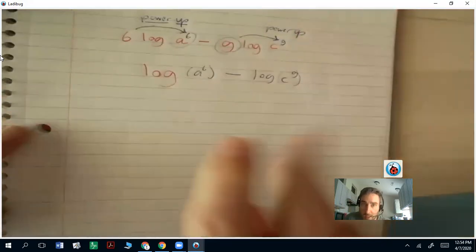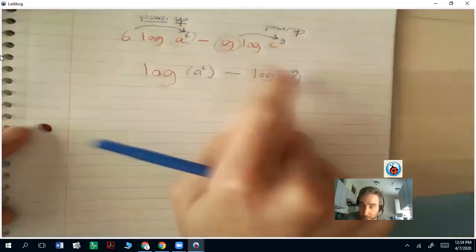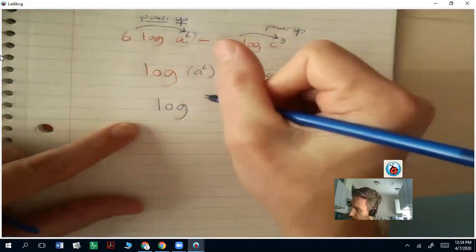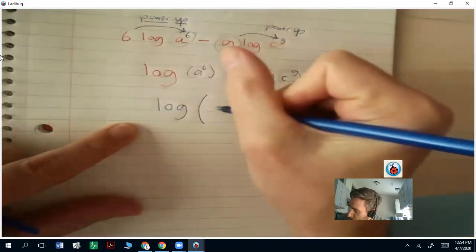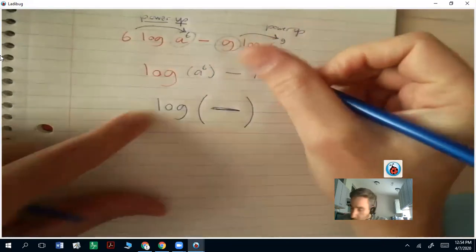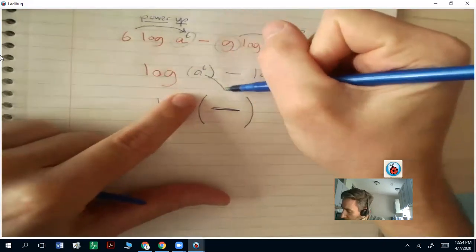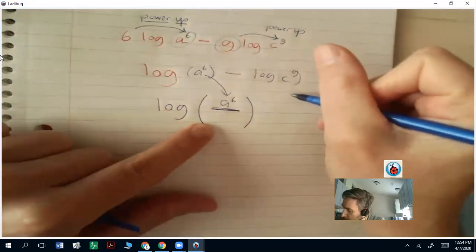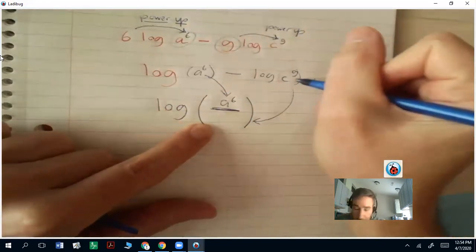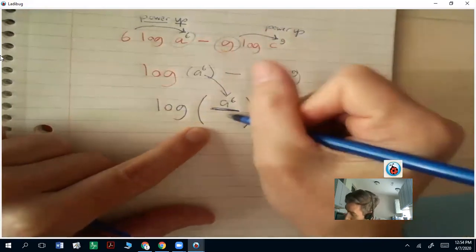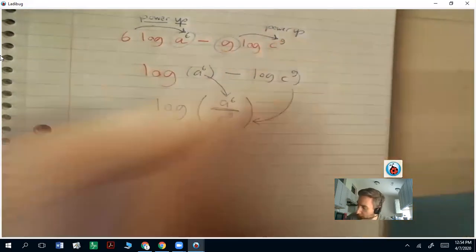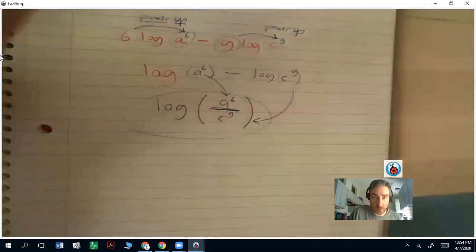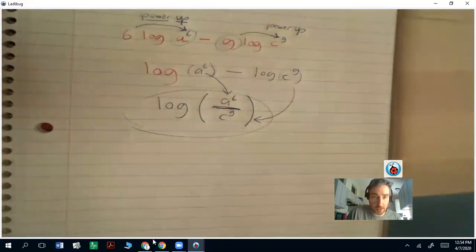Okay. Now, once you've got it into 2 separate logs where there's no coefficient, then you can do the quotient property. So the quotient property is saying that if you're going to do minus, you're going to do a fraction, and on the top of that fraction is going to go whatever's in the first log. So a to the 6 power. And the denominator of that fraction will go whatever's in the second log. So c to the g power. Don't try to evaluate anything. So what I want to type in is this: log a to the 6 over c to the g.